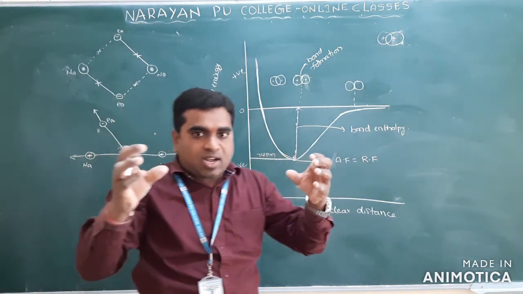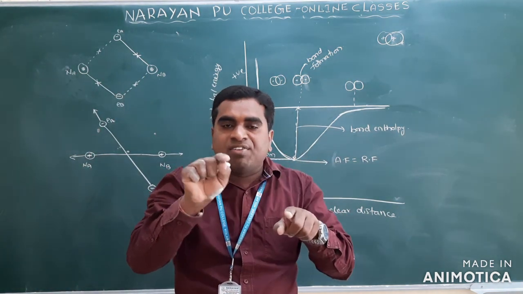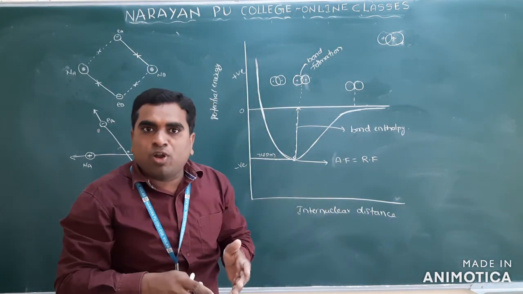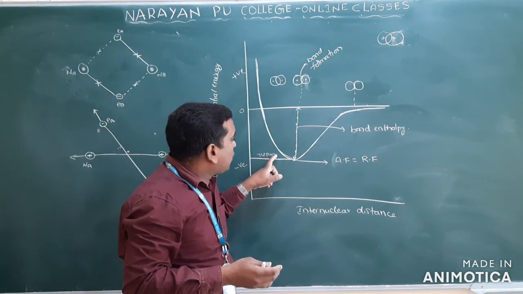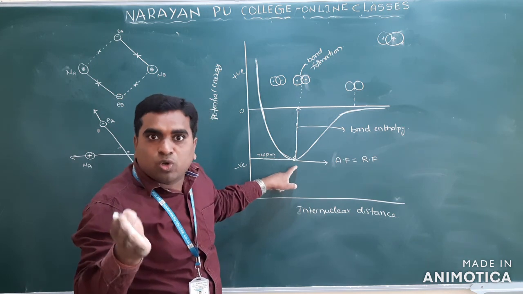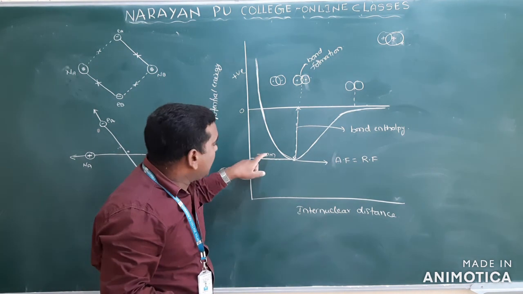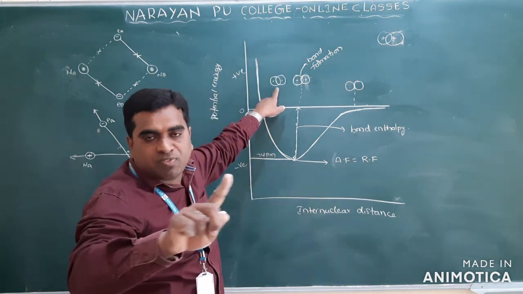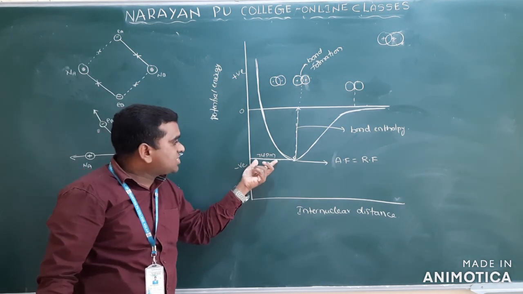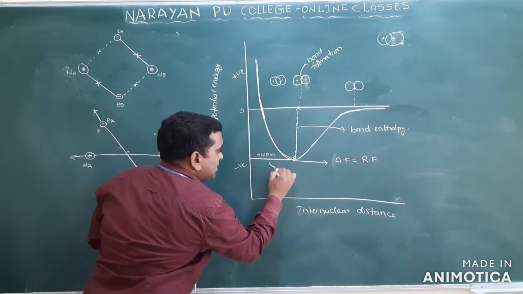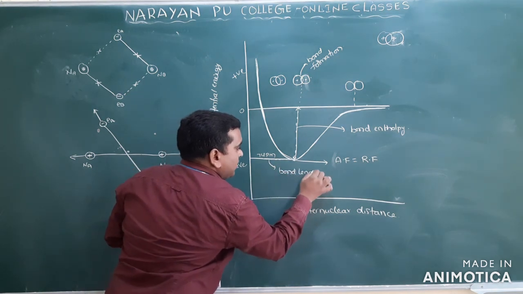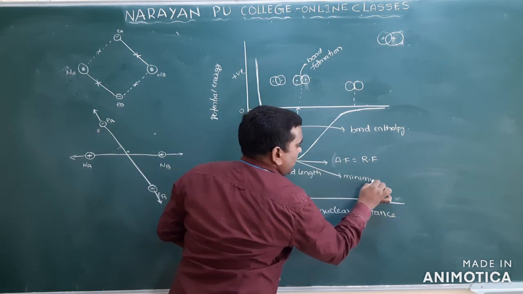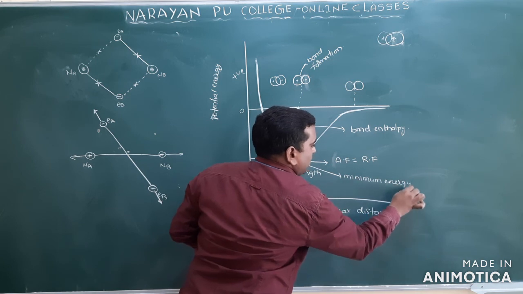They can come very close up to how much distance? 74 picometers. If they come closer, say 70 picometers, bond formation will not take place. Why? Because up to 74 picometers, attractive forces are equal to repulsive forces. If it is less than 74, repulsive forces dominate, then energy increases, and the bond formation will not take place. So that minimum distance is the bond length, the bond length between the two hydrogen atoms. And here this is minimum energy. Clear?